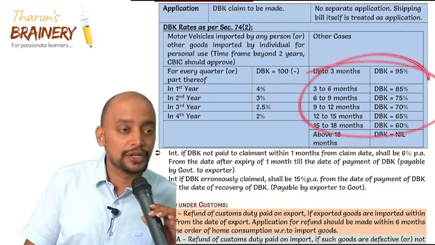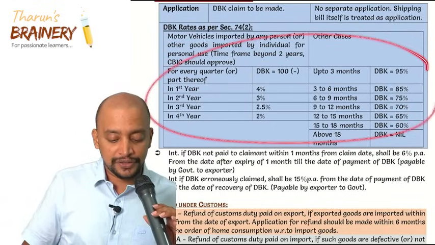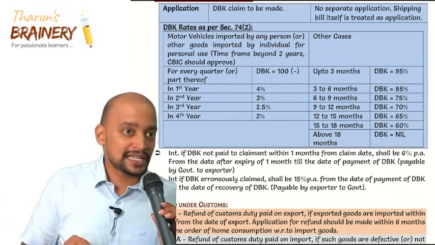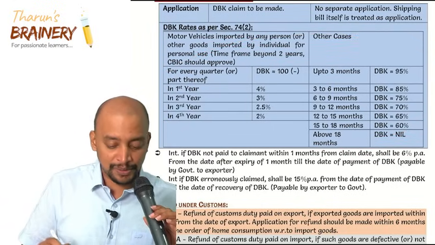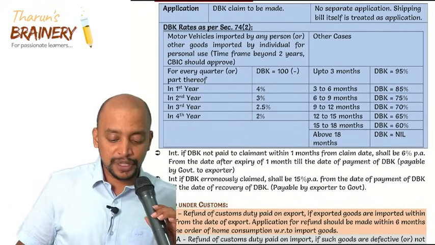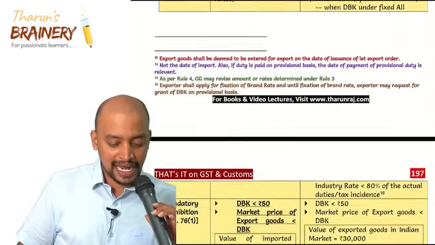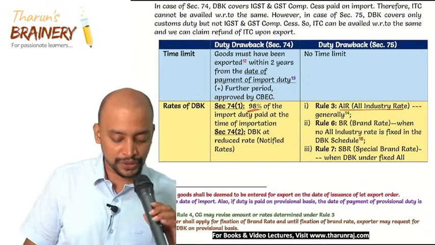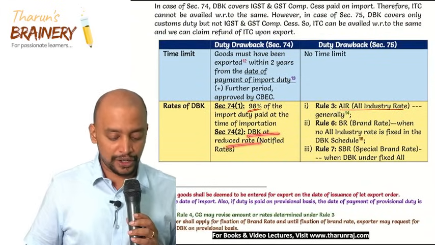Can you remember this schedule here? Because in exam they will not give this, you have to remember. In exam they will not give these rates and all, you should remember this. So these are the rates, duty drawback at reduced rates for the purpose of amount of duty drawback under section 74 subsection 2.